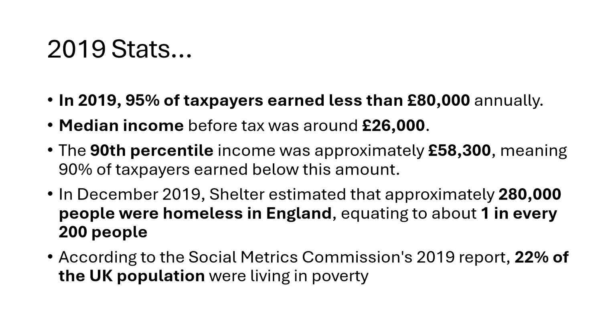So if we're looking at inequality, and why we would want that progressive tax system to maybe be increased, I can give you some statistics. In December 2019, there were approximately 280,000 people that were homeless, and that equates to about 1 in every 200 people, and 22% of the UK population were living in poverty at that time.